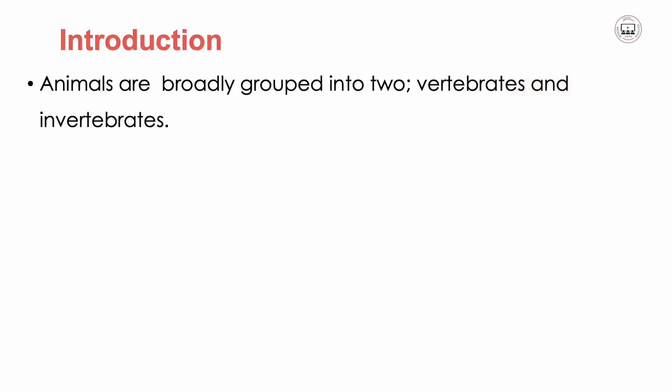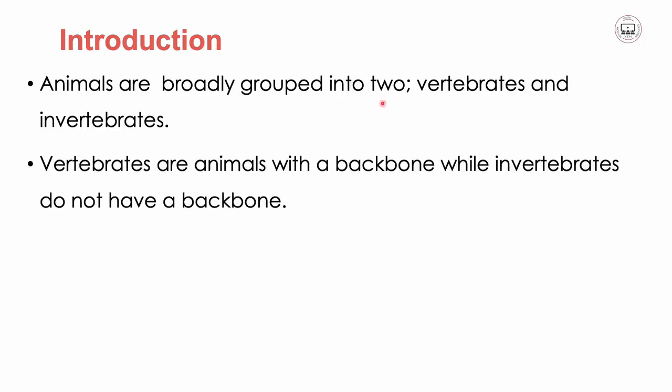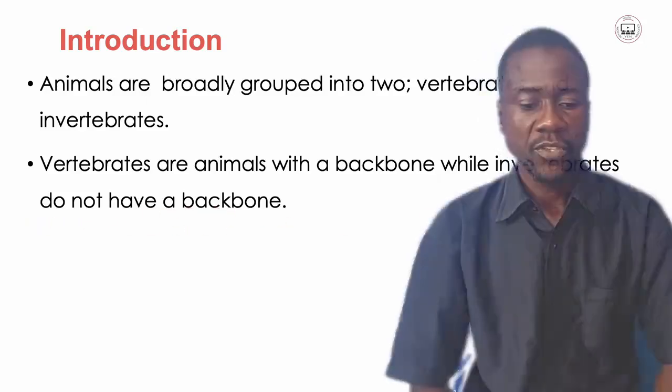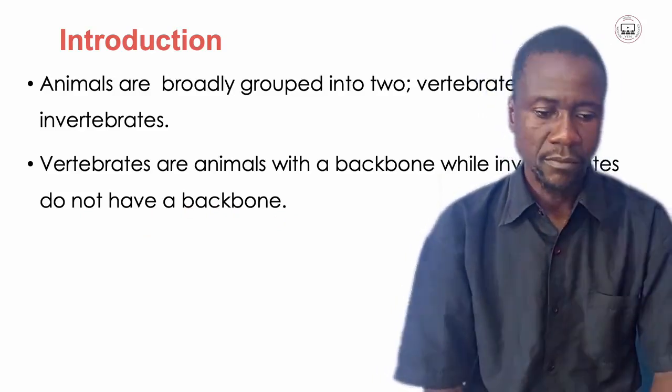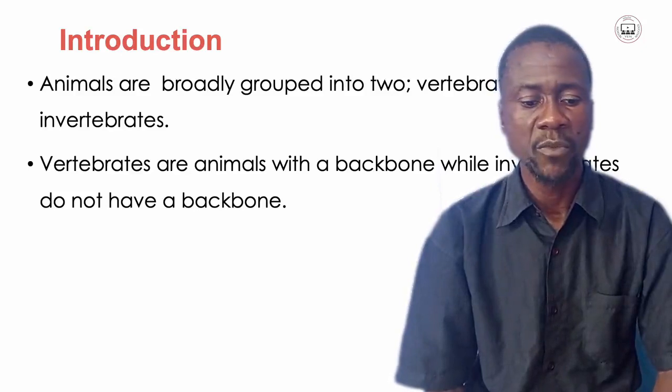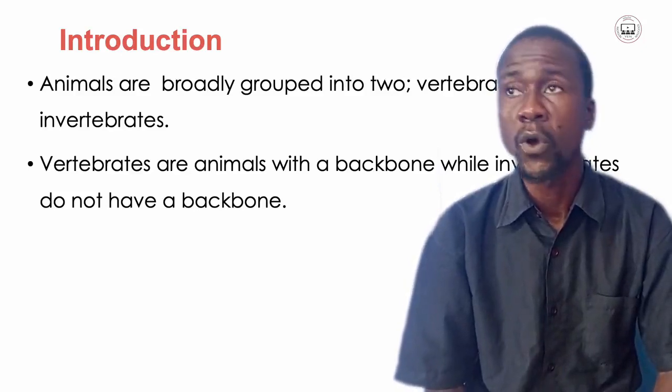Now, this being a topic, I want you to have a small introduction to what are animals. So animals are broadly grouped into two, vertebrates and invertebrates. When we say these are vertebrate animals, we refer to animals with a backbone, while invertebrates are those who do not have a backbone.